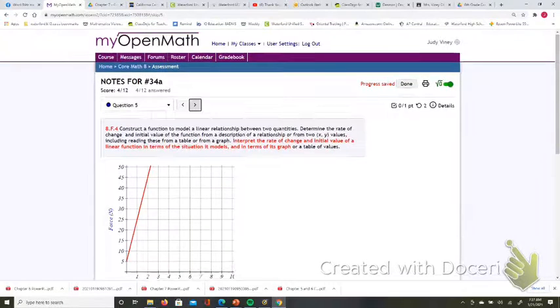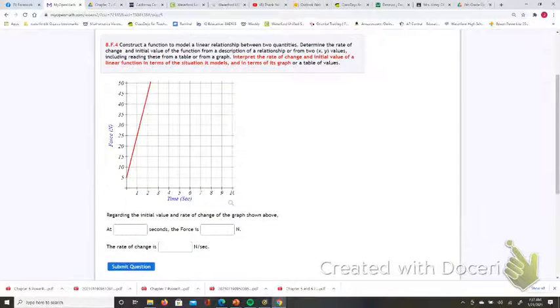Number 5. So we again have a graph regarding the initial value. Again, see how we have initial value again? So we have to start with the starting amount. But now it says, and the rate of change. So now we have to do both of them. So at how many seconds the force is what? Okay, remember that we always want to start at 0 seconds. So we're going to go to 0 seconds. We're going to go up till we hit the line, and it looks like the force is 5. So we're going to type 5. At 0 seconds, the force is 5.